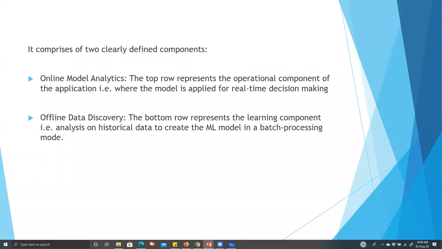So there are two ideas: online model analytics, and again, remember, it is called model analytics. It is where the model is applied for real-time decision making, meaning it is used for real-time inference. Offline data discovery is where you can do analysis and train your model on historical data in batch processing mode. So training or retraining is always done in an offline setting. If you just want to do some analytics in online mode, you can run it through a deployed model and get the inference in real time.